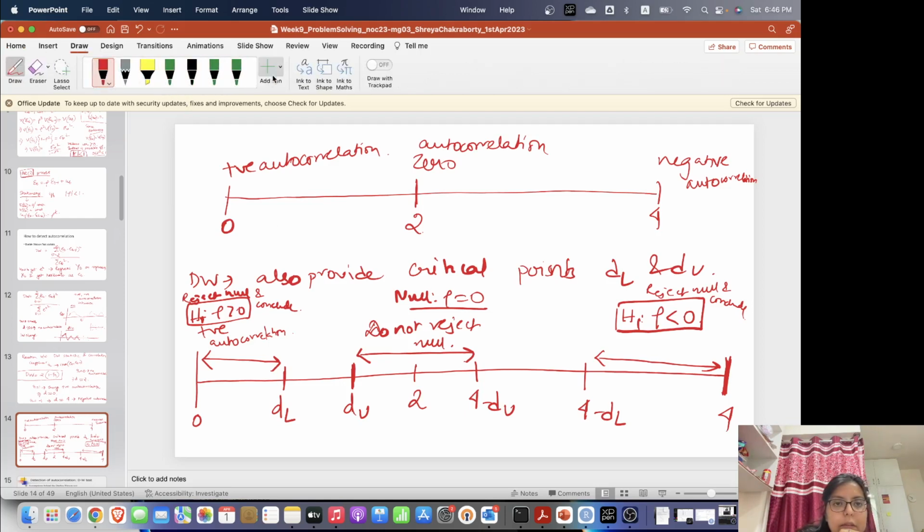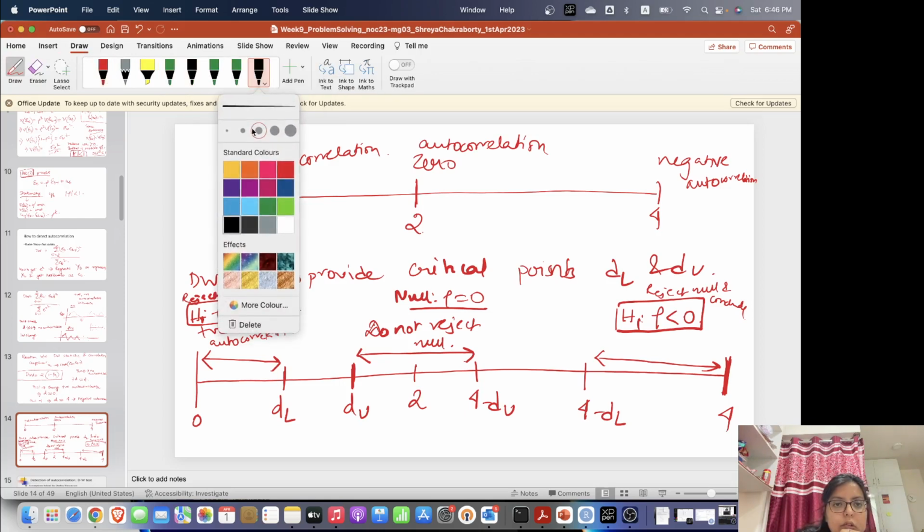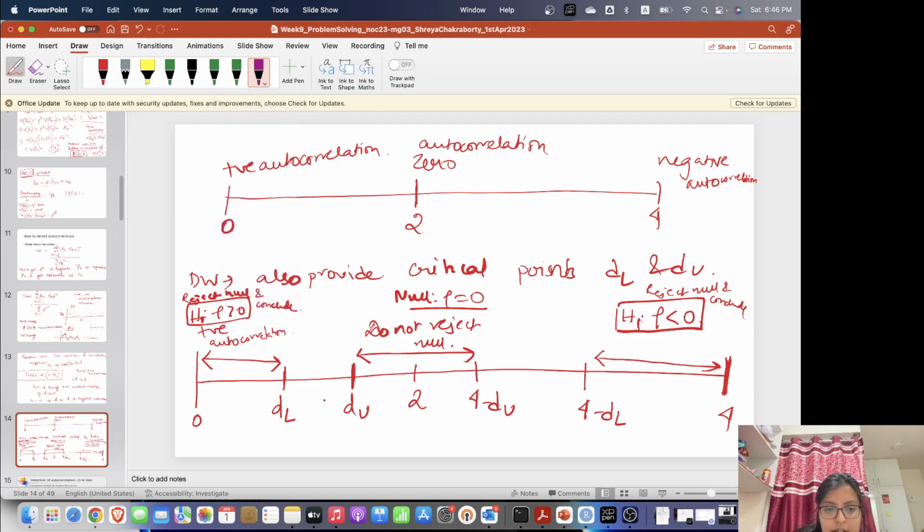So if something falls, let's say, in this region, and if it falls in this region, then we can say that the test is inconclusive. We cannot conclude. Okay, so I'm going to illustrate this with an example.